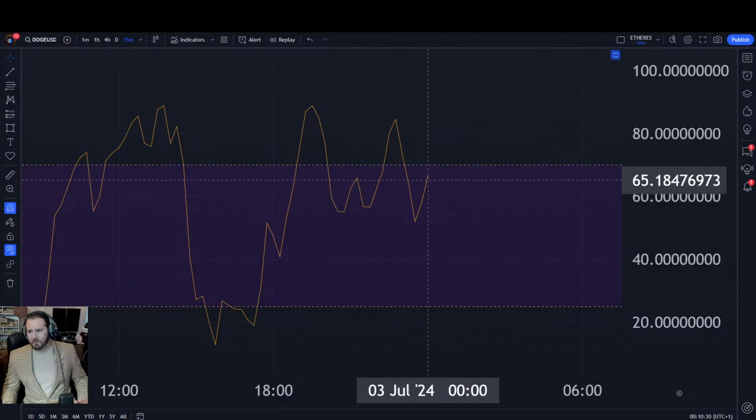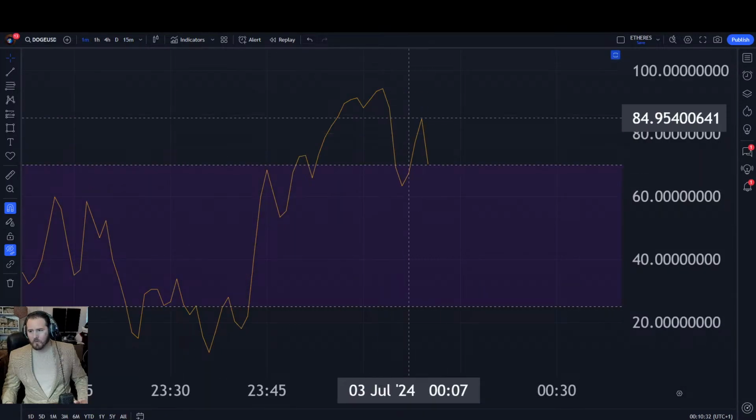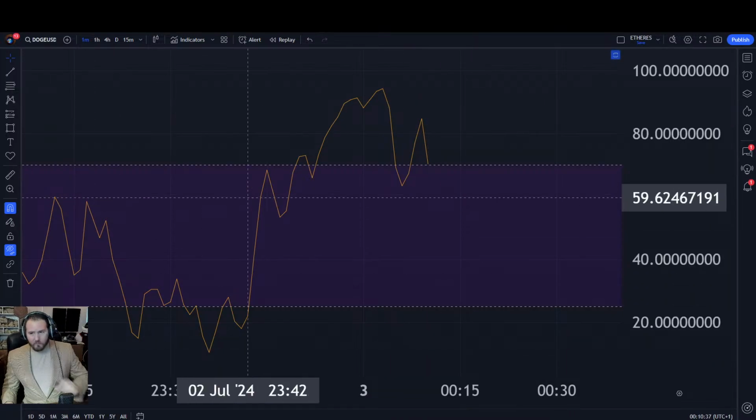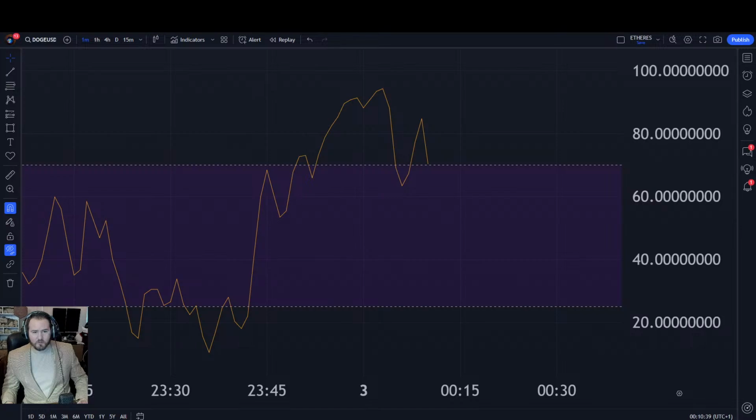15 minutes recovering. Let's check the 1 minute. 1 minute completely overbought. How about this? At a minimum, let's wait for this 1 minute to cool down before we even make an entry. So I'll wait for 1 minute RSI to go oversold.